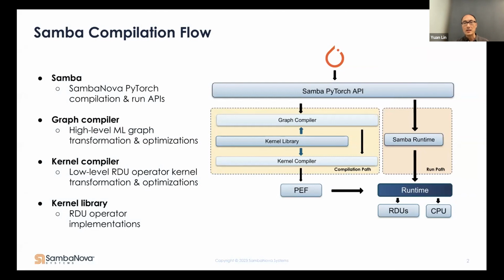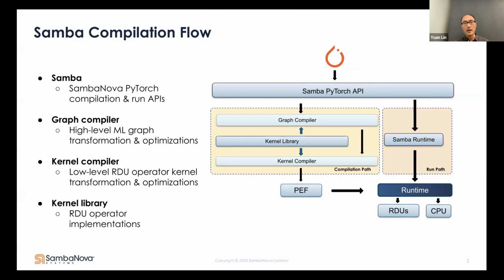First is this Samba PyTorch API. For folks who are familiar with compilers, you can think of it as our compiler front end. The job of the Samba component is basically to extract the model graph and construct the model IR as internal IR. Then it goes through the compiler to generate the executable, and it also takes that executable and runs it on the RDUs.